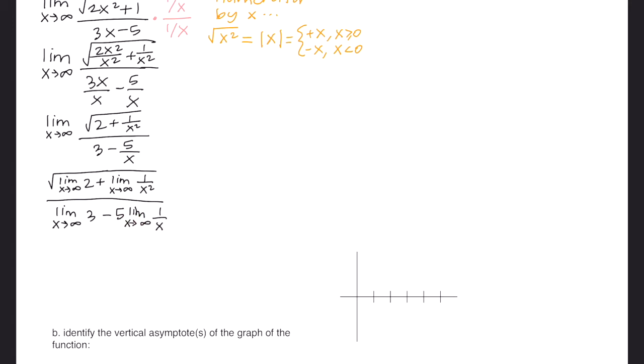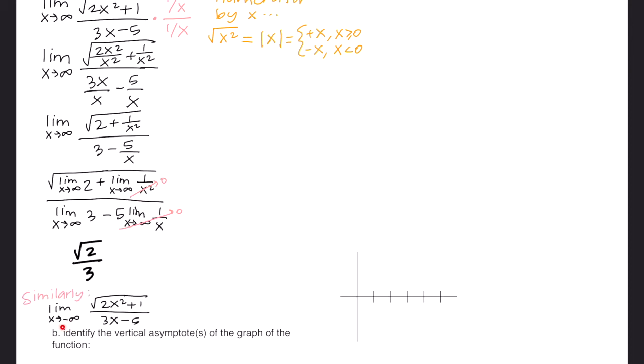Now as x gets larger and larger, this goes to 0. This whole thing goes to 0 as well. And now all we have left is the limit of 2 is just 2, but it's underneath the square root. And then here the limit of 3 is just 3. So our final answer is the square root of 2 over 3.